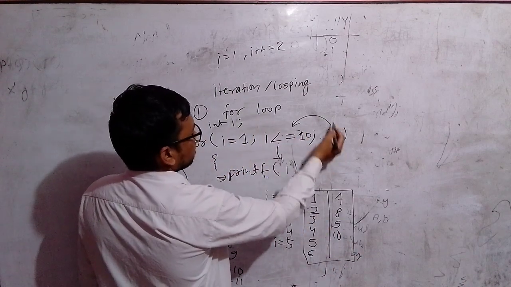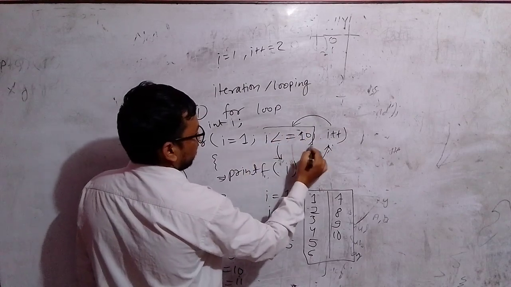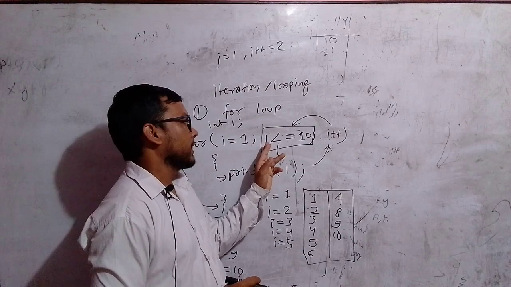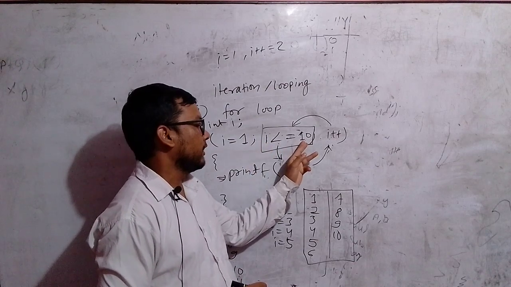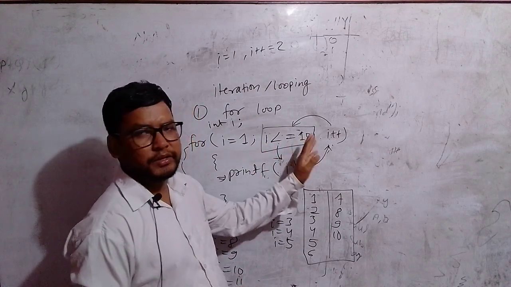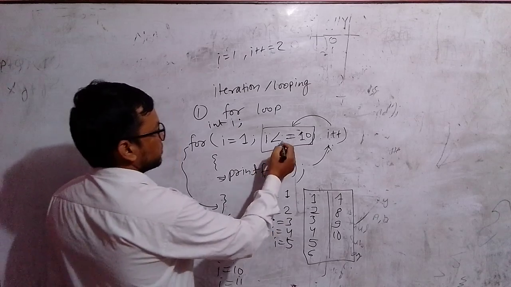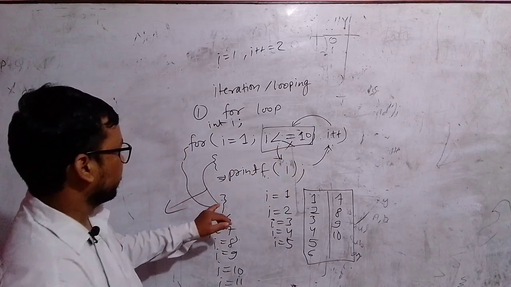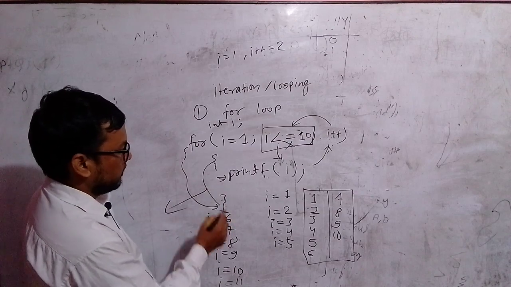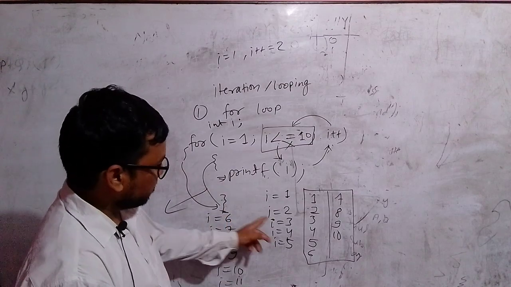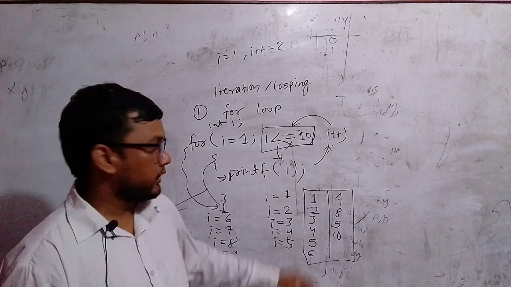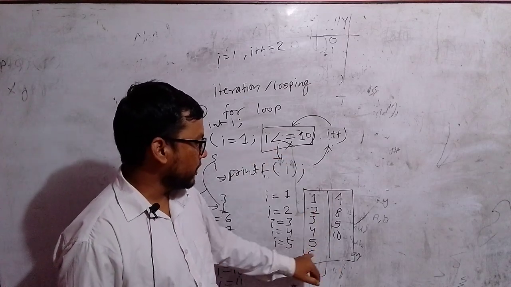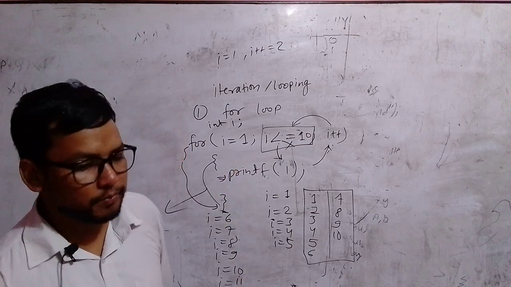The value of I is 11. Will this condition be satisfied for I equal to 11? No, this condition is not satisfied because 11 is not less than 10 and 11 is not equal to 10. That means this condition is not satisfied and the program terminates. The control goes here. That means 1 to 10 is able to print. This statement is able to print from 1 to 10. In this way we can use a for loop.